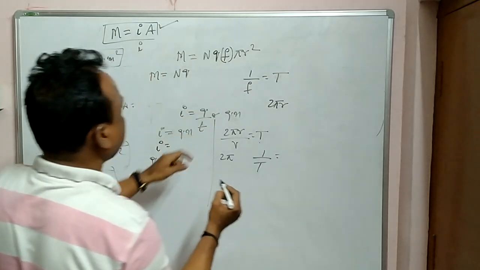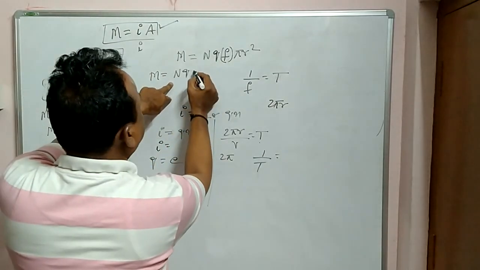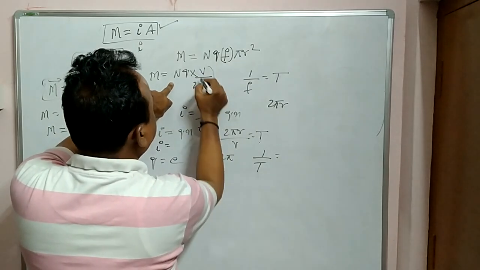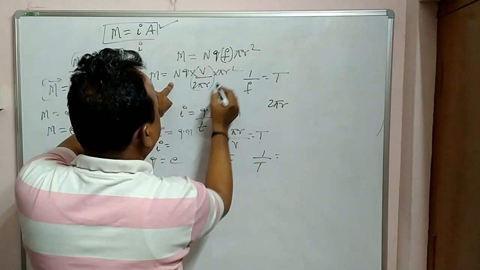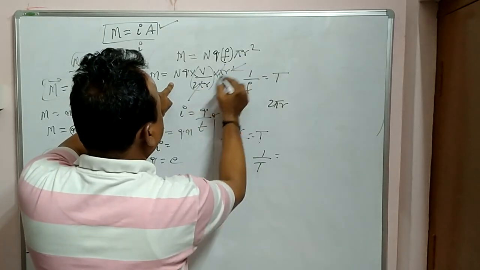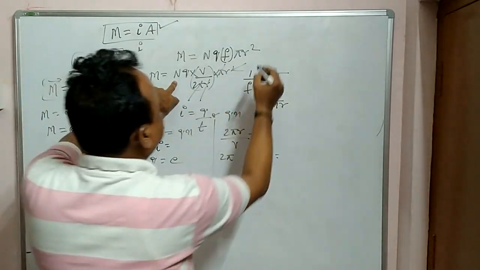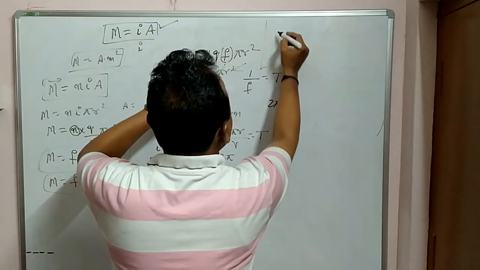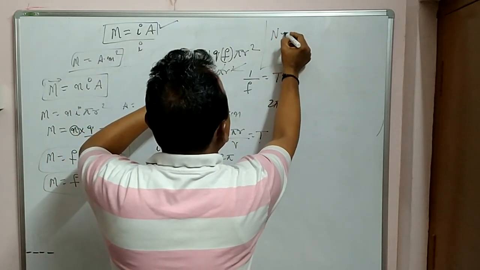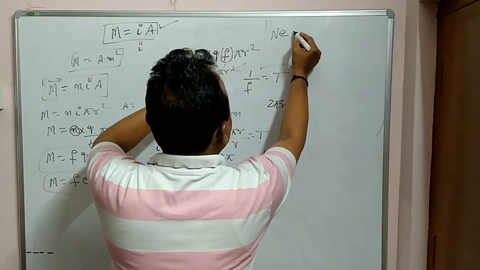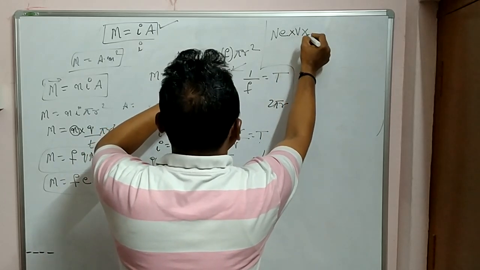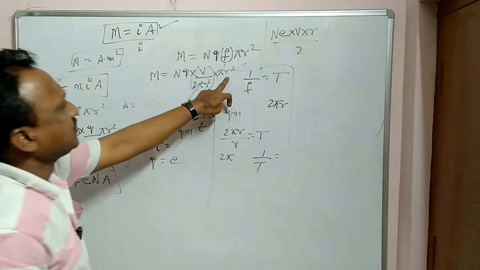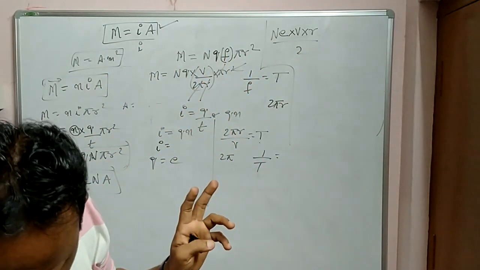Frequency, so v by 2 pi r, into v by 2 pi r, into pi r square. Pi gets cancelled, r cancelled. So what is left over here? Number of turns, q, that is e. Here what is left over? V, and pi r by 2. So e v square r by 2.